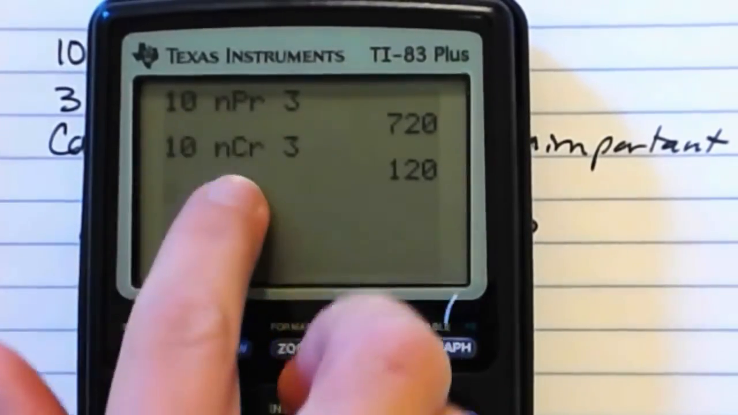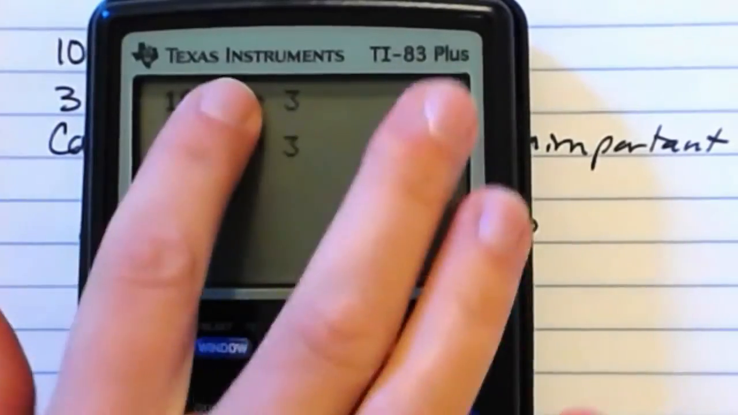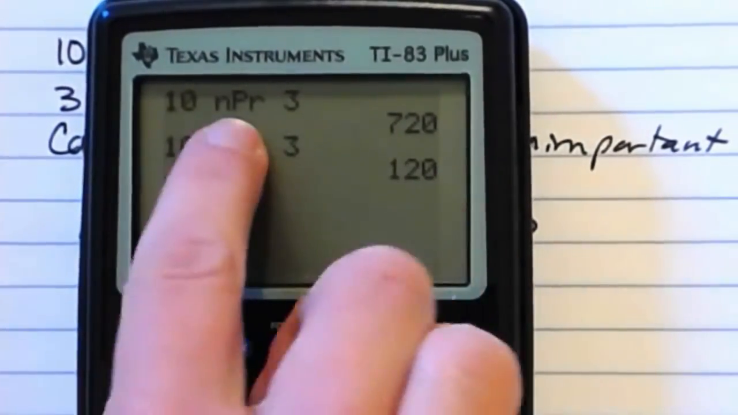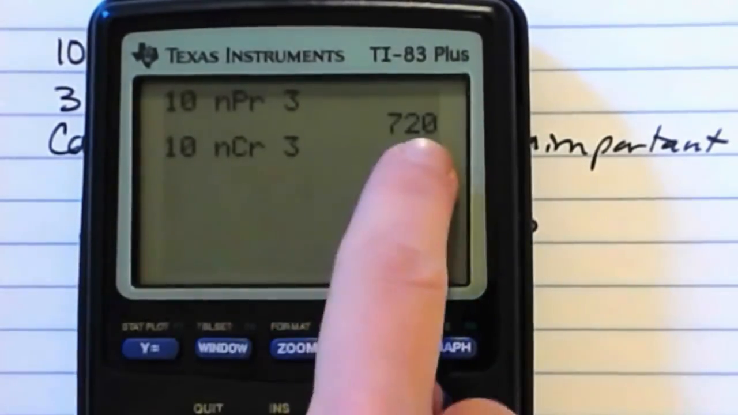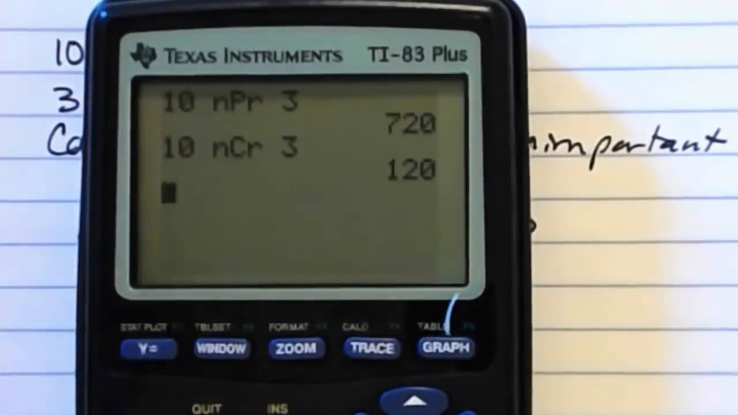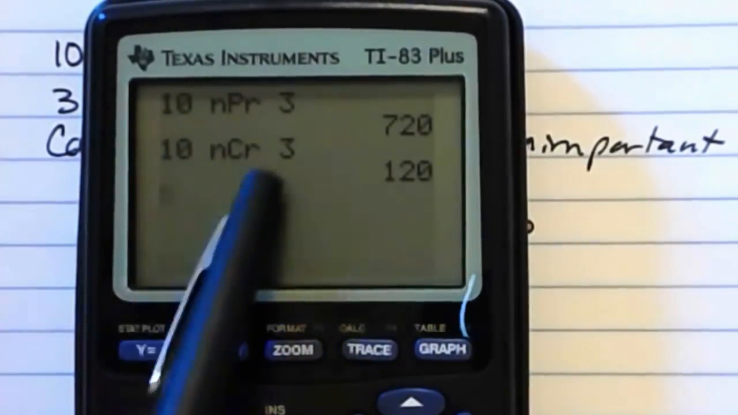Okay, so again, really important when you're putting this into the calculator to have thought through ahead of time whether or not order is important, because there is a big difference between permutations and combinations. 720 in this case versus 120. Huge difference. So if order is important, nPr. If order is unimportant, nCr.